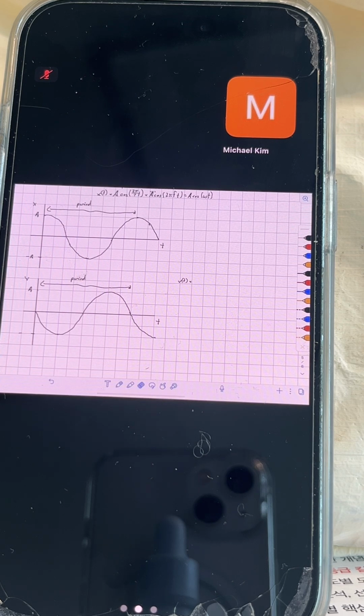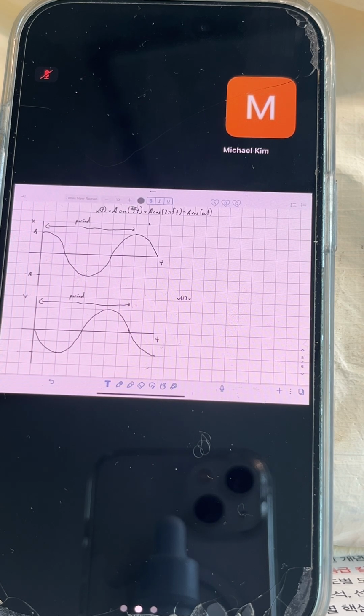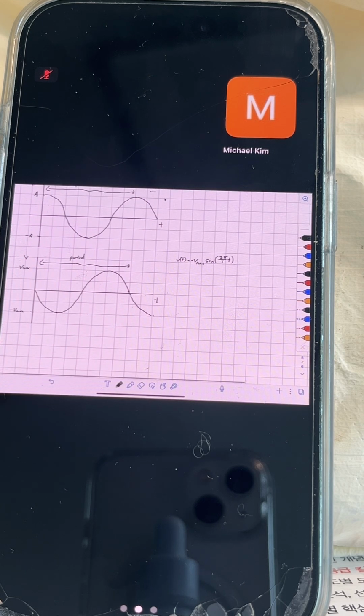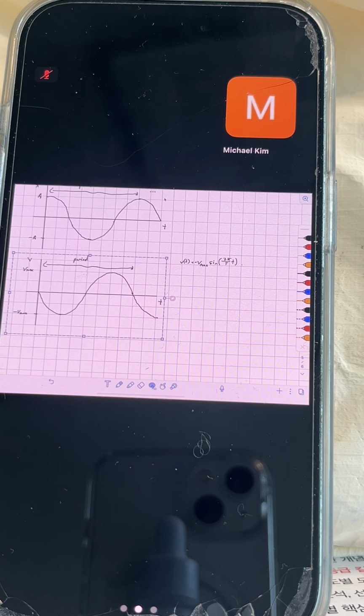Right? And so now this is going to be my Vmax, and this is going to be minus Vmax. And so this is going to be minus Vmax times sine of, say, 2 pi t over T. Again, there are other ways to write the argument to the sine. And then last but not least, we talked about what the acceleration looks like.